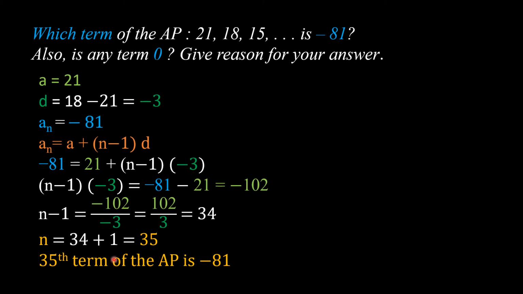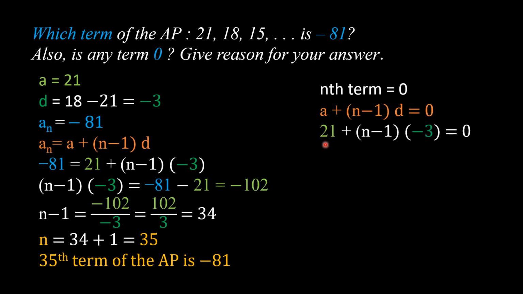Next, we have to find whether any of the terms of this AP will be 0. So we will start by assuming the nth term of the AP to be 0. So we write A plus n minus 1 into D, which is our nth term, equals 0. Now we will substitute the values. We will write 21 for A and minus 3 for D.